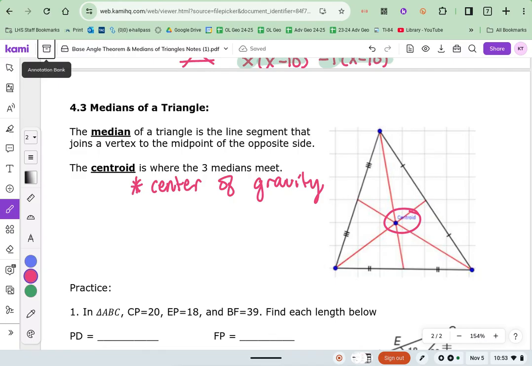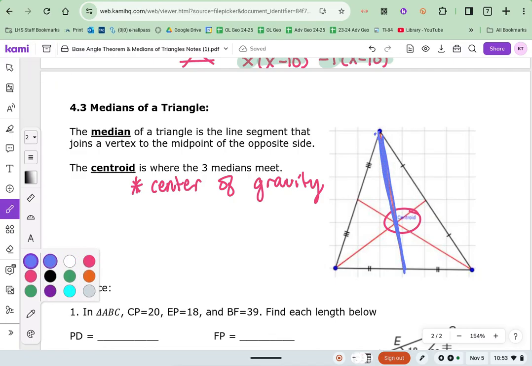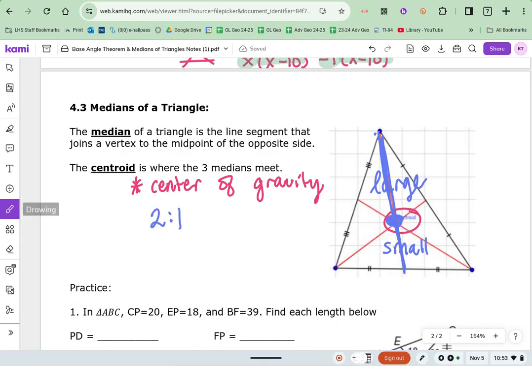So, for example, if we look at just this line right here, it's divided into a small part, then we have the centroid, and then it has a large part on the other side of the centroid. And so the median is split in a ratio of 2 to 1, where two of the smaller pieces equal one of the big piece. You could think of it as 2 of the small pieces equals one of the big piece, if that helps you understand it better than just looking at a ratio.